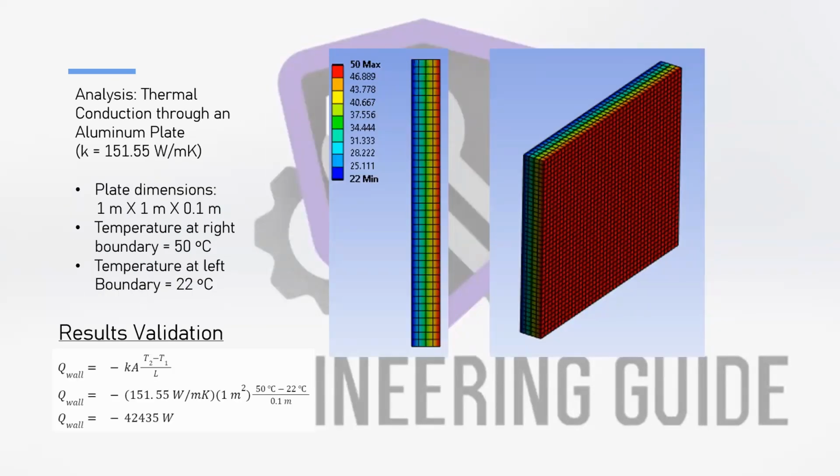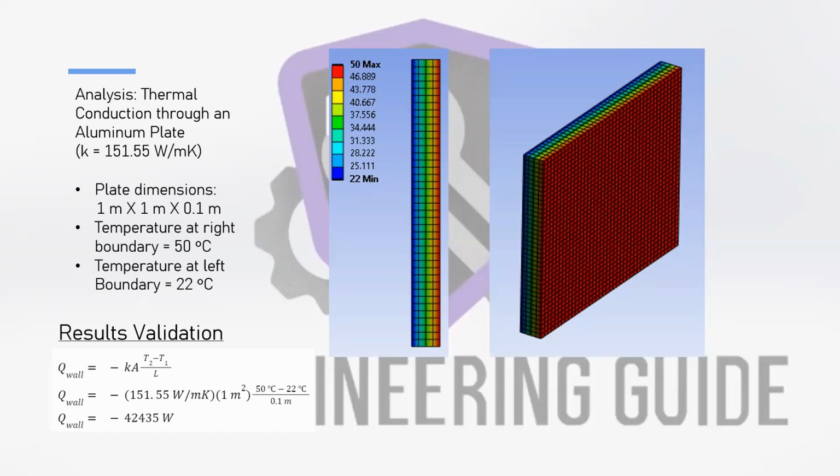So the analysis that we are going to do today is going to be a thermal conduction analysis through an aluminum plate that has a thermal conductivity of 151.55 watts per meter Kelvin. This plate is going to have dimensions of 1 meter by 1 meter by 0.1 meter, and the temperature on the right-hand boundary is going to be specified as 50 degrees Celsius, and the temperature on the left-hand boundary is going to be specified as 22 degrees Celsius.